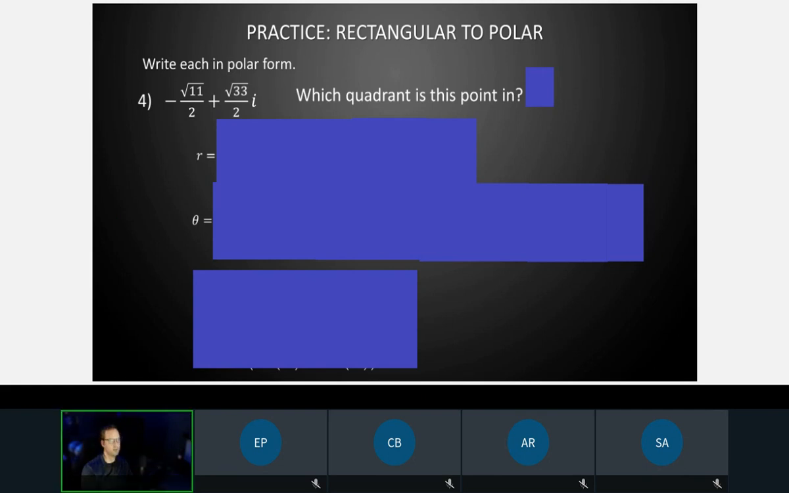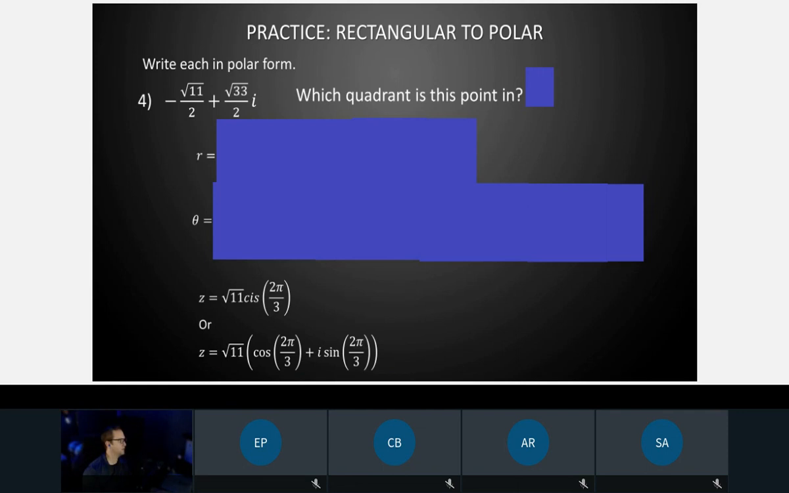All right, what's the r value here? What's the final answer? How about that? What's the final answer? Rad 11, cis 2 pi over 3. Let's look. Rad 11. Yep, that is correct.